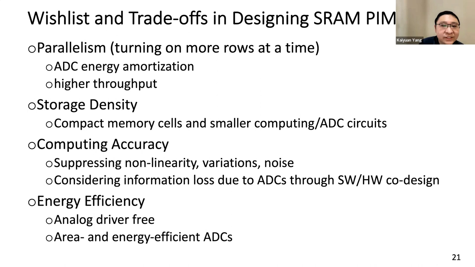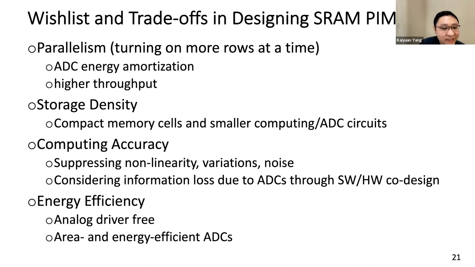This can be dealt with through software and hardware co-design that we will briefly mention at the end of today's talk. And lastly, the goal for doing processing in memory is to have better efficiency, right? So we have to achieve a good efficiency without compromising all the other parallelism, density, and computing accuracy. And we figure out that the key to improve the efficiency is to get rid of all the analog drivers that are shown in the previous slides.